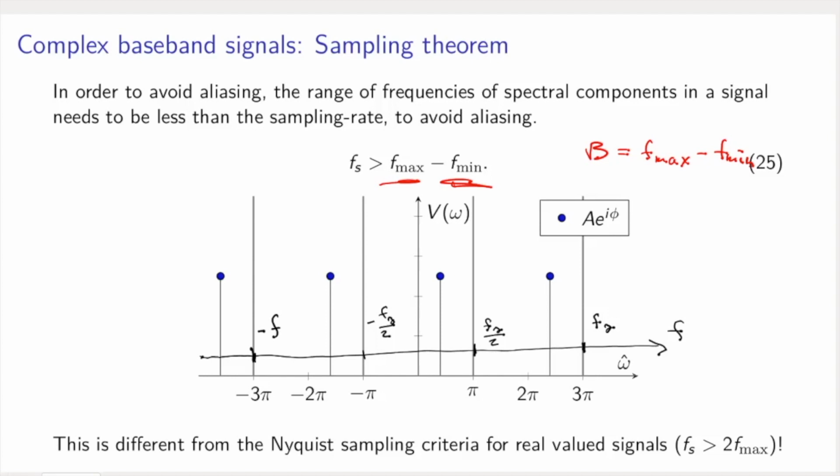Therefore, the more general Nyquist sampling criteria for complex valued signals is that the sample rate has to be larger than bandwidth. This is very different from the Nyquist sampling criteria for real valued signals, which states that the sample rate has to be larger than twice the largest frequency component. This means that we can fit twice as much bandwidth into a complex valued discrete time signal than we can into a real valued discrete time signal. Without going into much more detail, aliasing behavior for complex valued signals is easier to understand than the aliasing behavior for real valued signals, which always have conjugate symmetric spectral components.